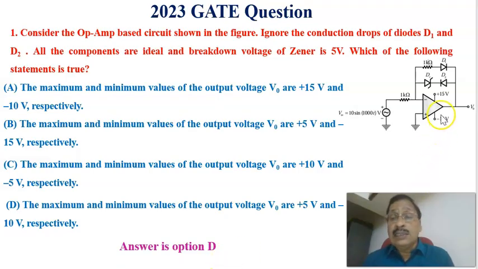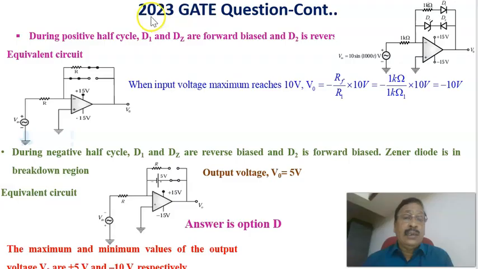In this case, the op-amp biasing voltages given are plus 15 and minus 15, and it will be explained in the coming slides. Now continuing the 2023 GATE question, it is the same problem as such here.